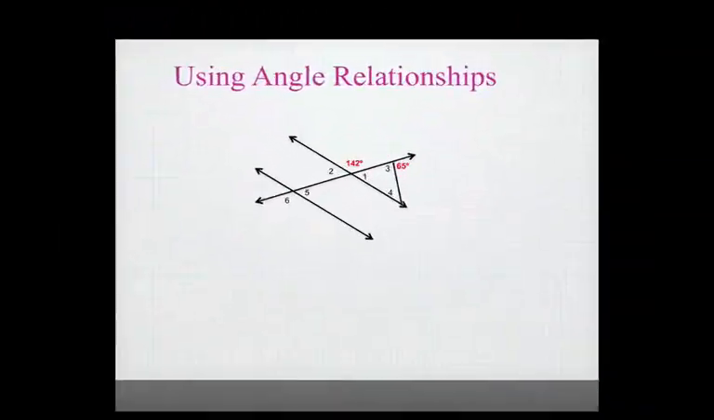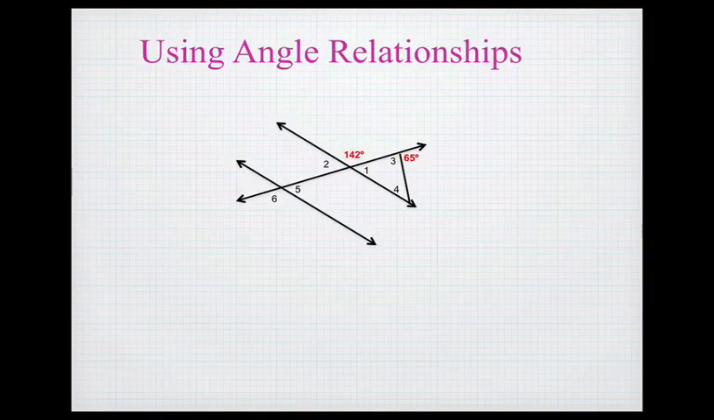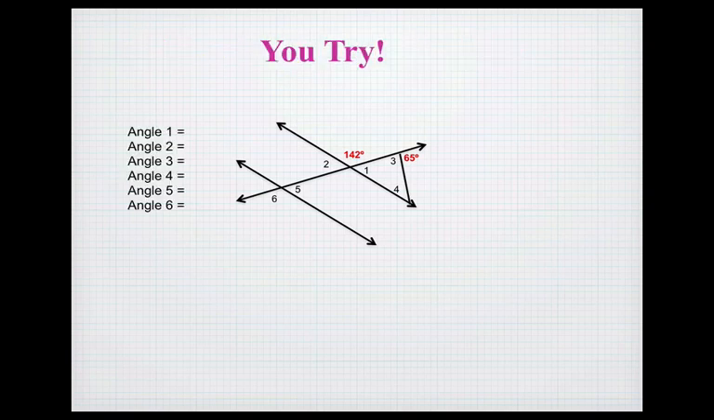You can use these angle relationships to solve problems. Look at this figure. The two red angles are known, and we can use that information, plus the fact that those two lines are parallel, to solve for the other angles in the picture, angles labeled 1 through 6. Try this right now on your paper.